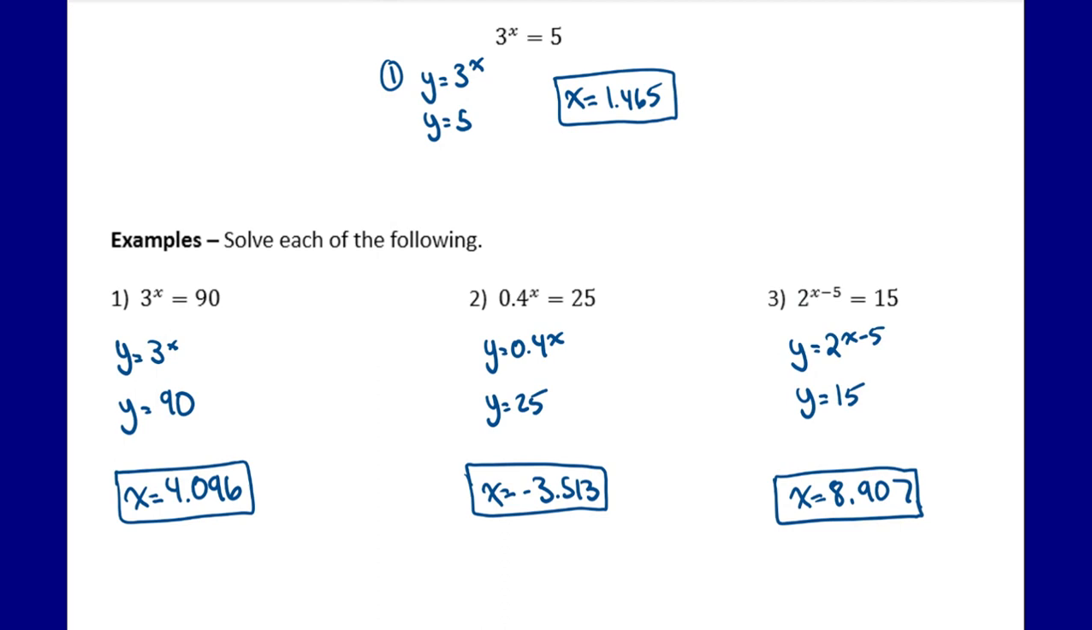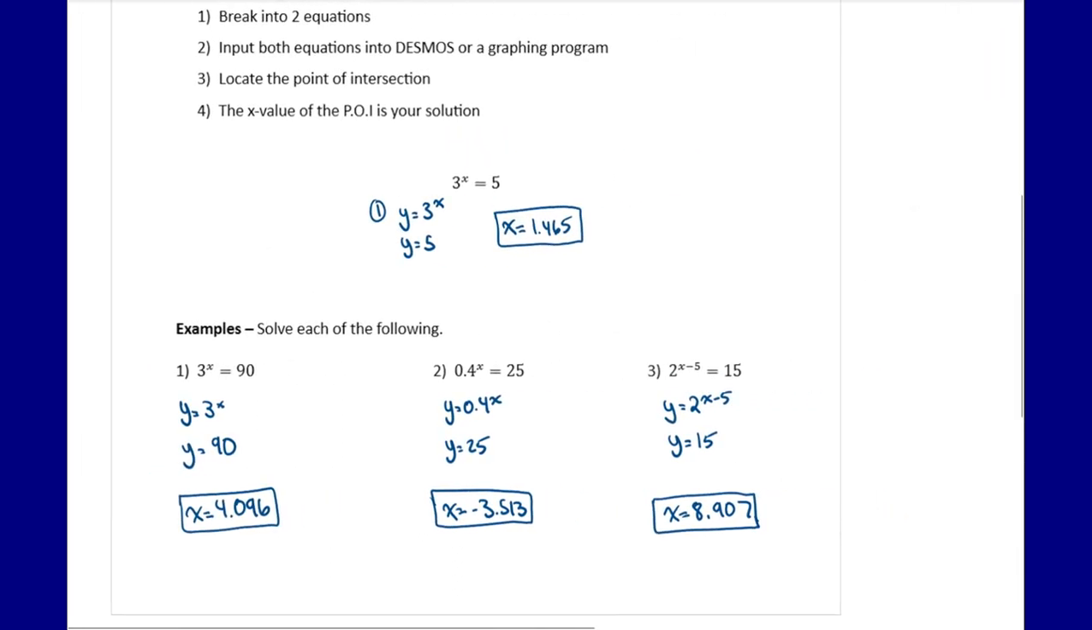So again, the steps just basically break up your exponential equation into two parts, into two equations, put both of them into Desmos or any graphing program. But for our purposes, we'll use Desmos. Locate the point of intersection and find the x value. Right? So that helps us solve when the bases aren't equal. If they are equal on any assessment, if you can find common bases, chances are you're going to be asked to show your work and solve it by hand. But when we don't have common bases, technology may be the option, as we see here.